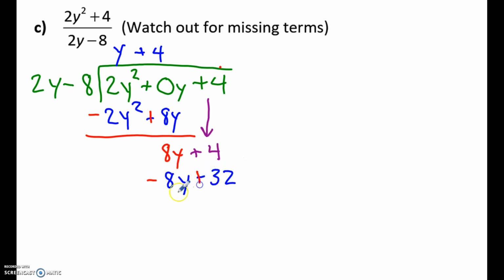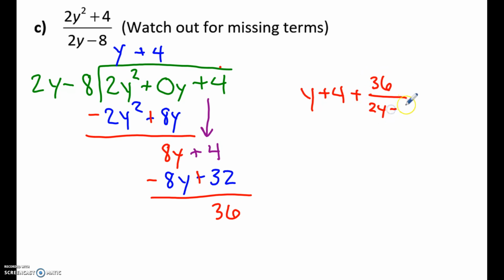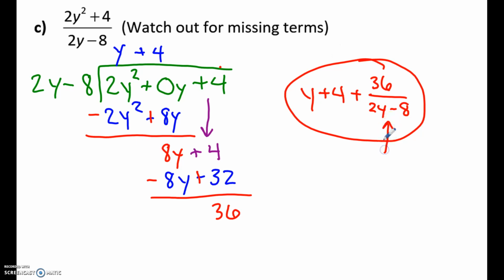I send a negative through this. The 8y's cancel, and here I get 36. I can't multiply 2y by anything to get to 36, so I'm left with a remainder. And the way we deal with our remainder is we would say my answer is y plus 4 plus what's left over, 36 divided by 2y minus 8. That is how I would list my answer, because what's left over is still some division that we weren't able to do. That's the remainder.